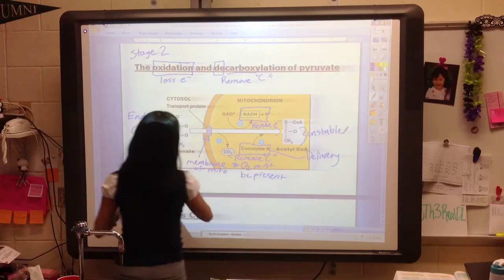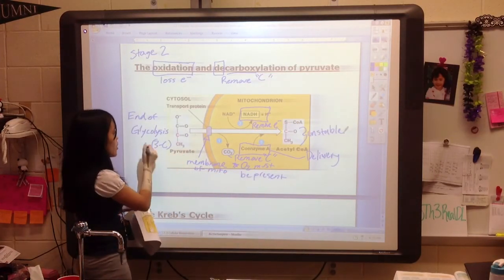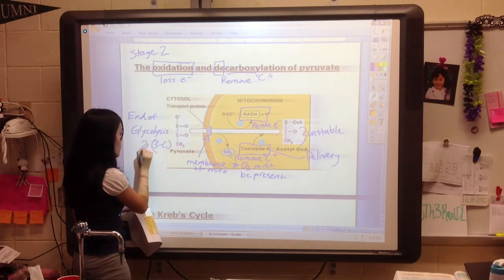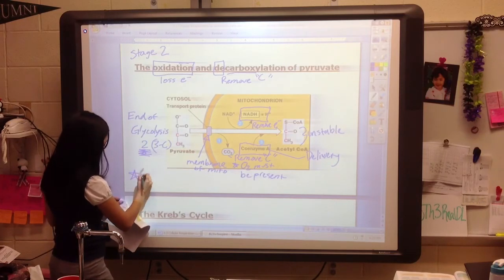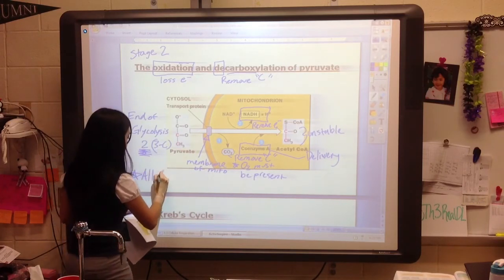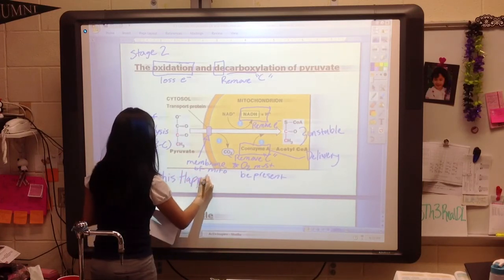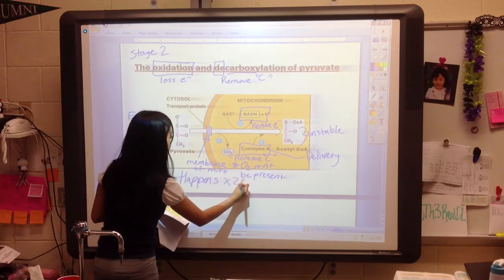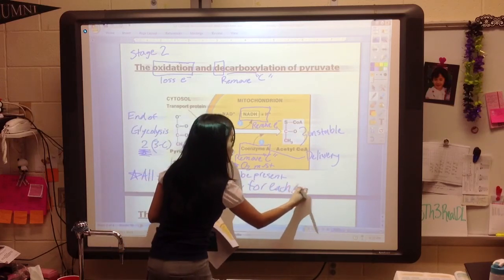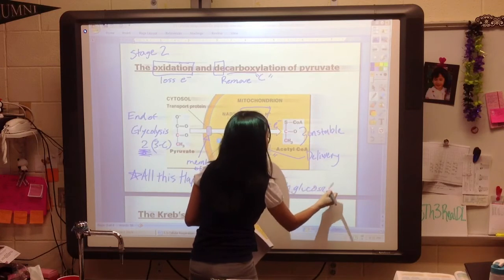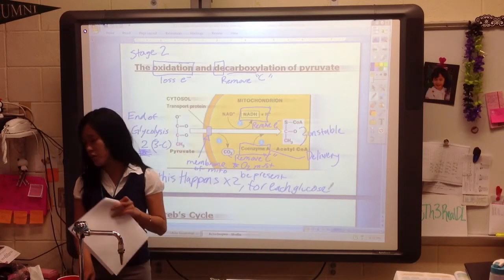Keep in mind that this process, remember how many pyruvates did we make? Well, we made 2 pyruvates at the end of glycolysis. So all of that happens 2 times for each glucose molecule.